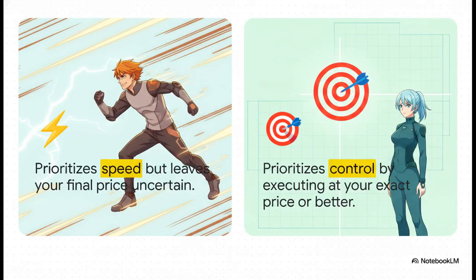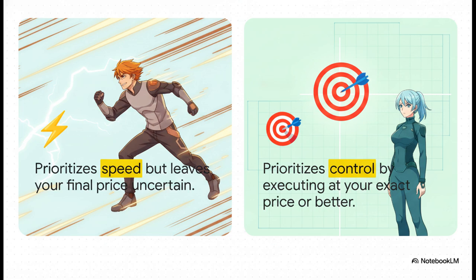So the absolutely crucial point here is this fundamental trade-off. A market order prioritizes speed. It's fast, it almost always fills, but you surrender total control of the final price. On the flip side, a limit order prioritizes control. You are quite literally naming your price, but you surrender the guarantee of speed. Your order may not actually execute at all.